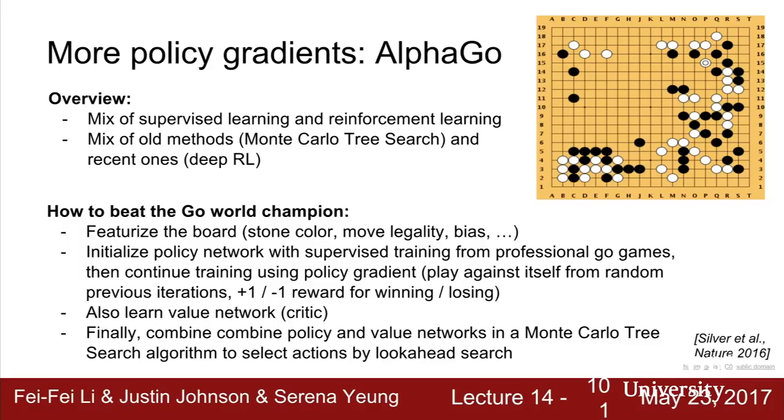So what is this AlphaGo agent from DeepMind? It's based on a lot of what we've talked about so far in this lecture. It's a mix of supervised learning and reinforcement learning, as well as a mix of some older methods for Go, Monte Carlo tree search, and the recent deep RL approaches. So how does AlphaGo beat the Go world champion? What it takes as input is a featurization of the board. Basically, your board and the positions of the pieces on the board. That's your natural state representation.